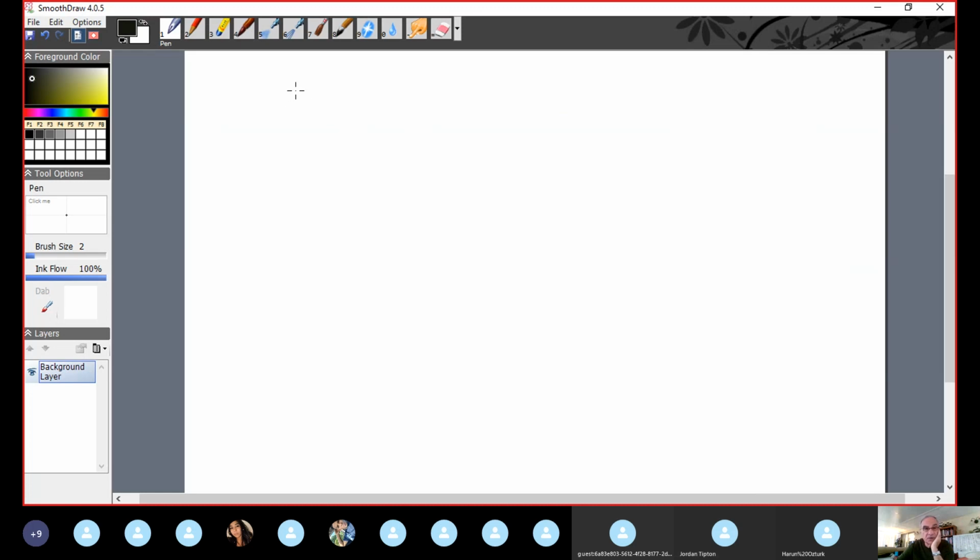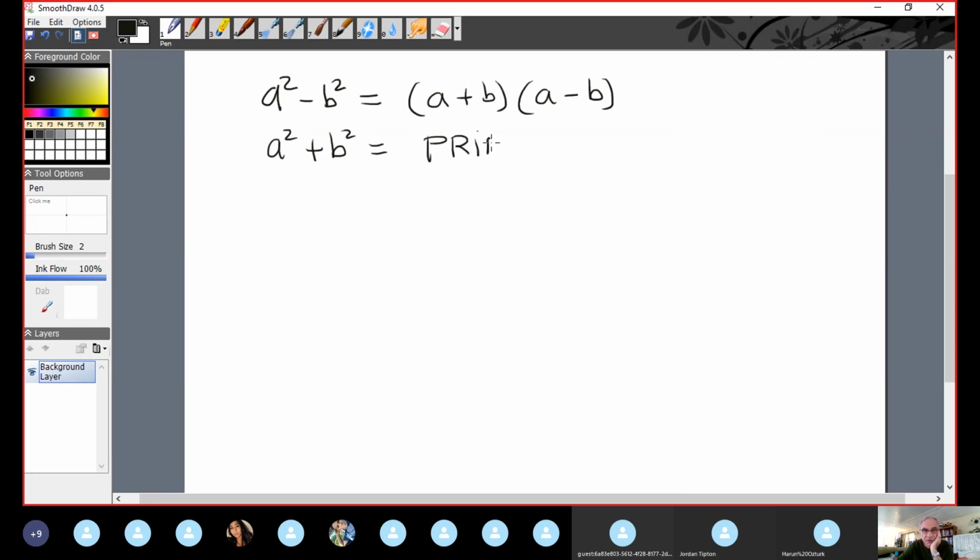The binomial factorization, we have the classical a squared minus b squared. This is a plus b, a minus b. You are aware of this situation, right? However, if you have a squared plus b squared, it is impossible to do anything because this expression is prime.